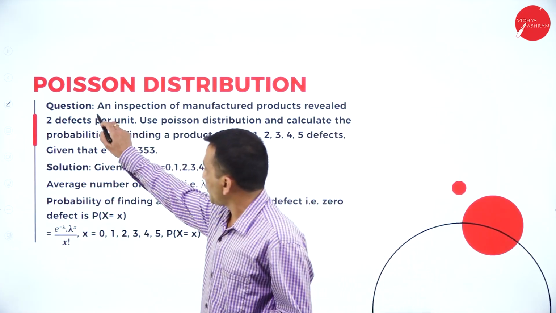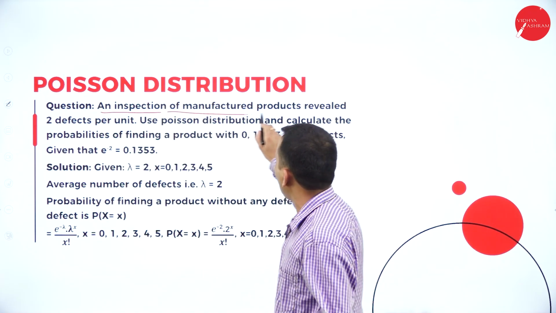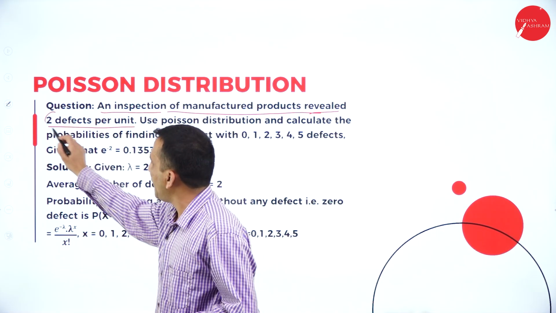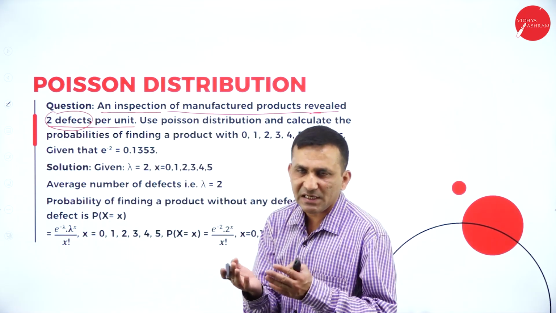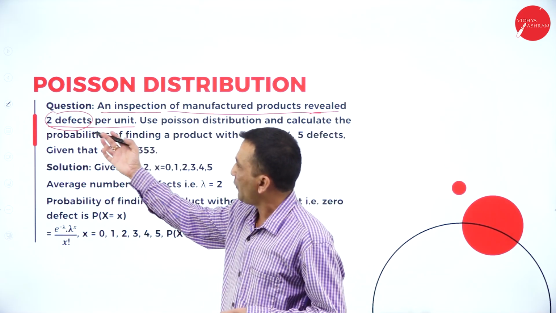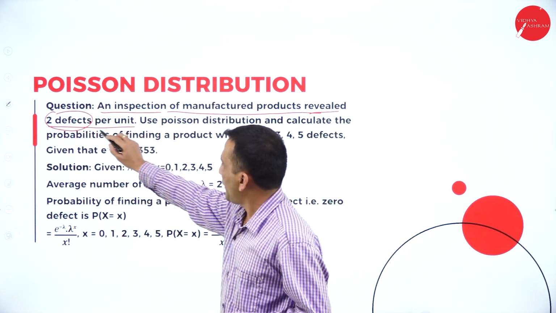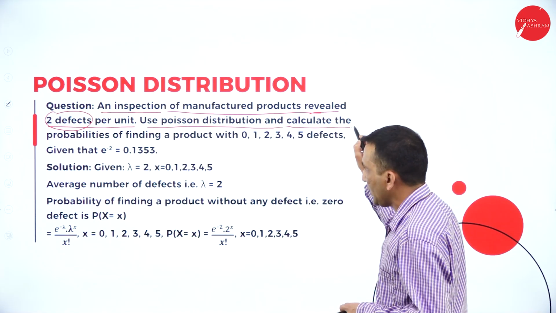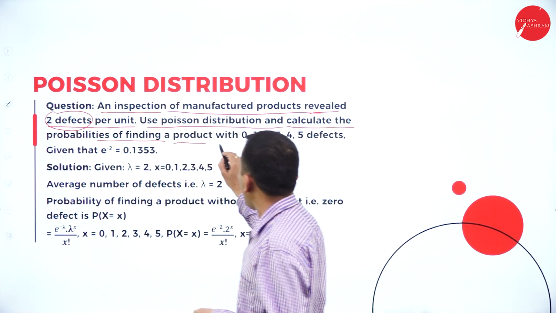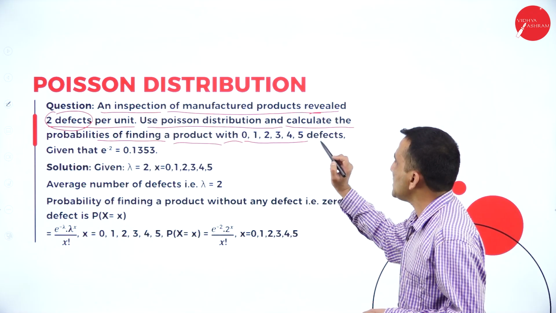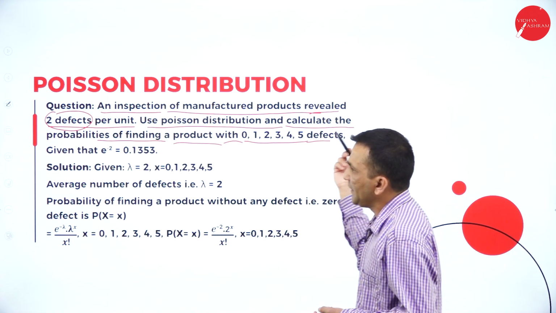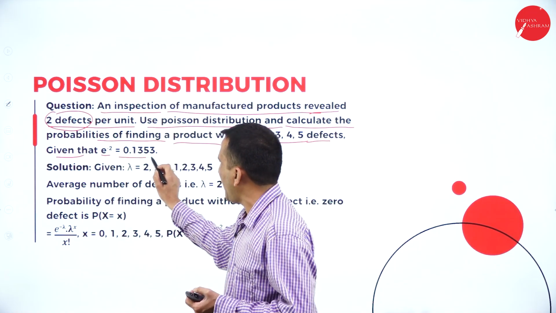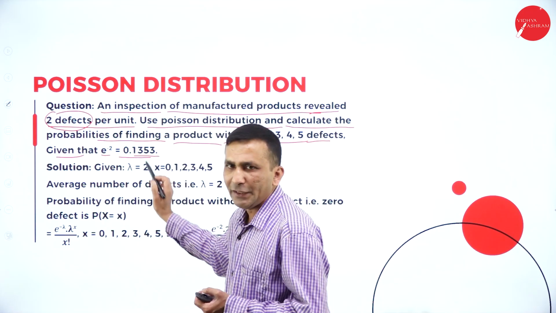There is one more question: an inspection of a manufactured product revealed 2 defectives per unit. The defectives are related to Poisson distribution examples, so we can identify it with the help of the example. So per 2 defective units, use the Poisson distribution and calculate the probability of finding a product with 0 to 6 defectives, which can be extended. Given that e to the power of minus 2 is 0.1353, a direct value.